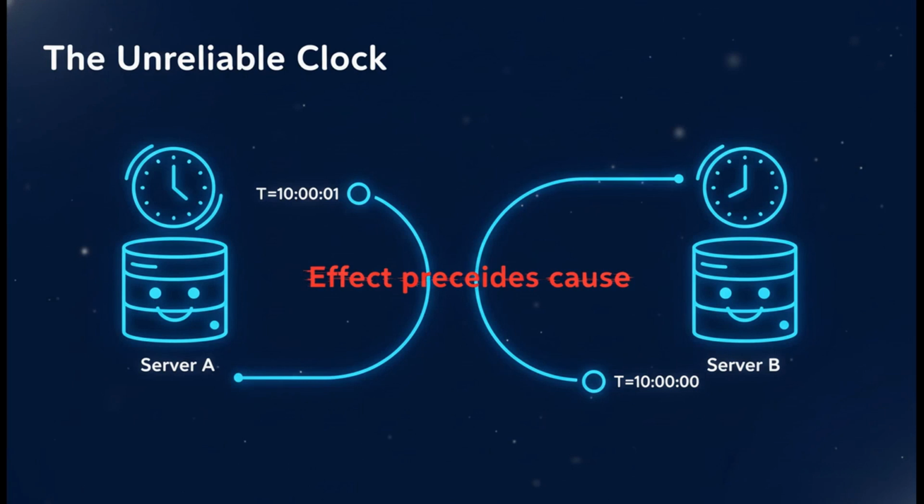It gets them close, but because of network lag, there's always a margin of error. It is completely possible for a packet to leave server A at timestamp 100 and arrive at server B when its clock says 99. The effect happens before the cause. Yeah, time travel is real in our systems, and it will absolutely destroy your data.